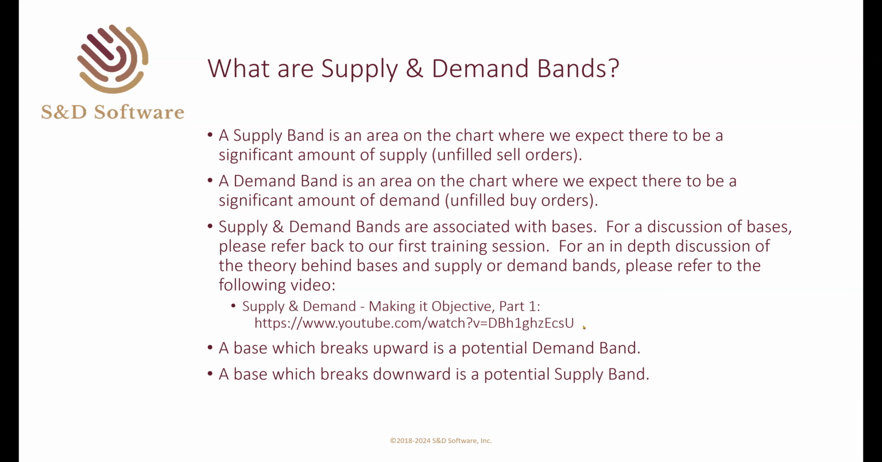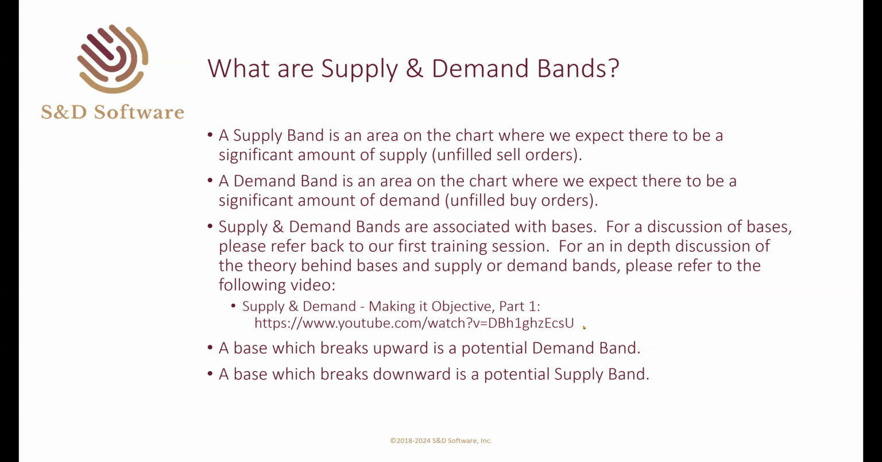So what exactly is a supply band? What exactly is a demand band? Well, basically, a supply band is an area on the chart where we expect there to be a significant amount of supply. Now, what is supply? Supply is basically unfilled sell orders. So in that area of the chart, we have reason to believe that there's a lot of unfilled sell orders. And there's enough there that when price comes back, we're going to get a reaction from price in the way it moves. You flip that over, you get a demand band.